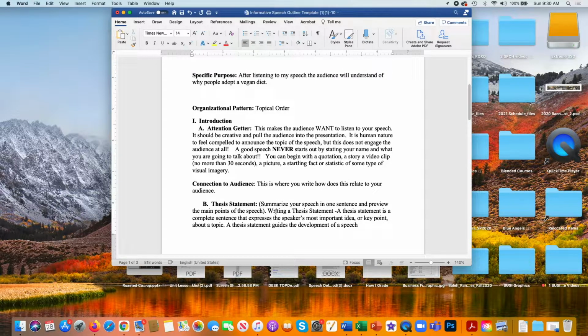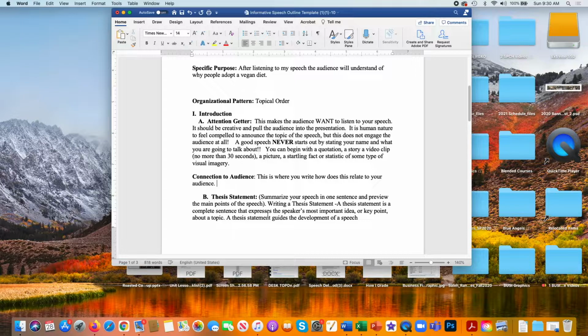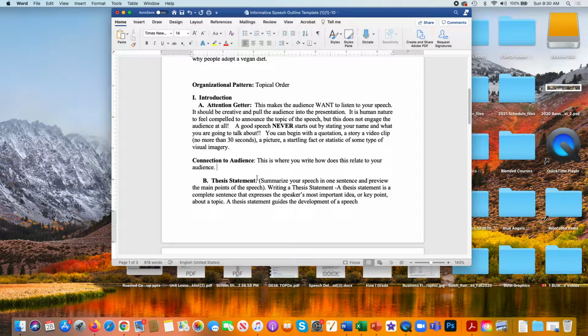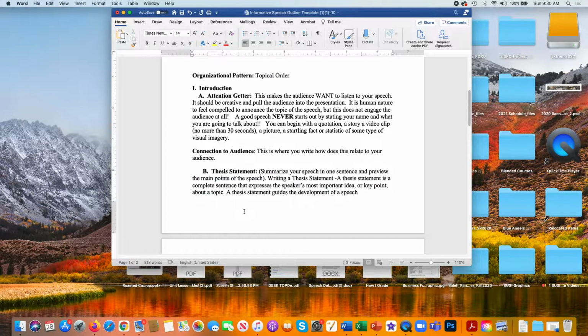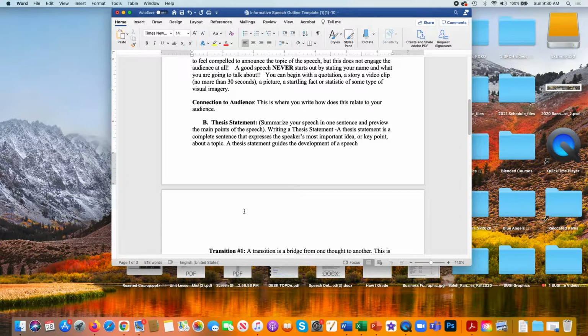And then your thesis statement should be a complete sentence and should include the three main points that you will be talking about throughout your presentation. Summarize your speech in one sentence and preview the main points of the speech. This speech, you are required to have three main points, no more. And so delete this information and type in your thesis statement. Remember, the thesis statement should include the three main points.